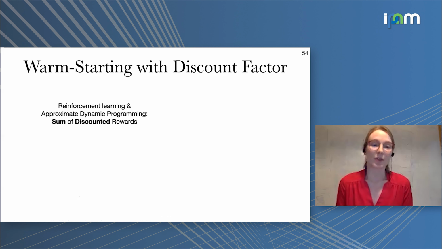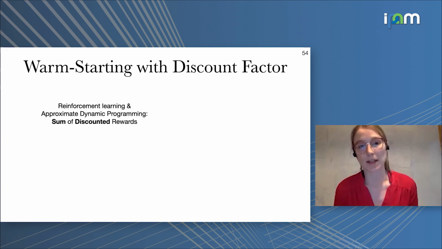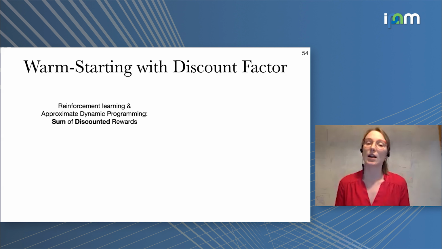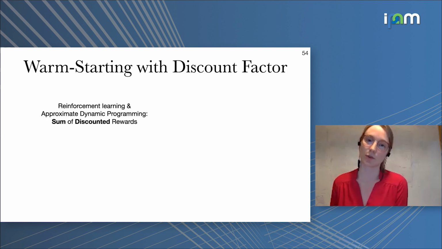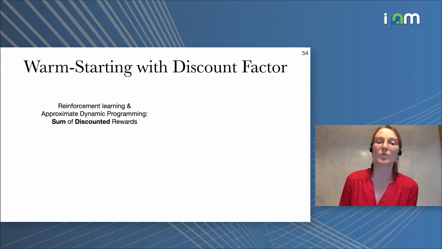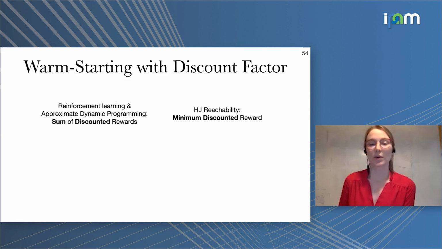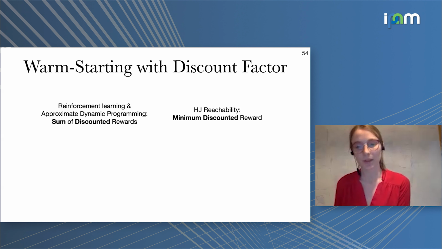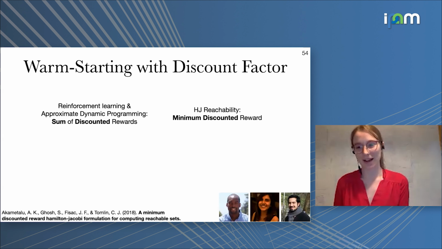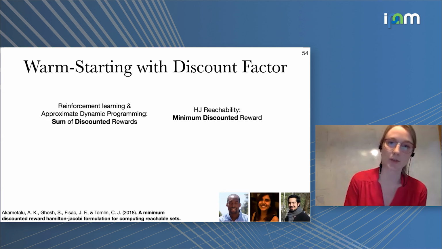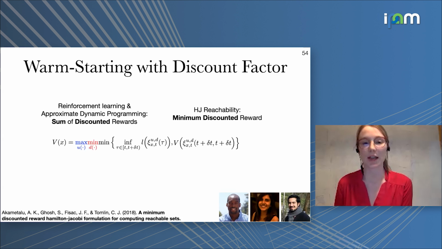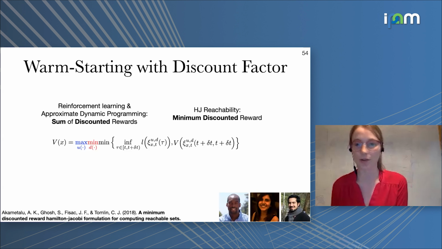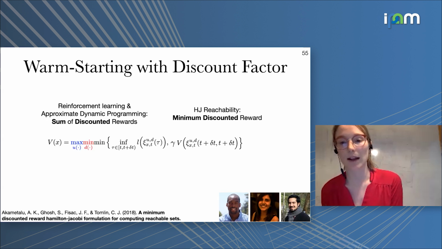So, this is used a lot in reinforcement learning and approximate dynamic programming, where you introduce a discount factor to enforce contraction. This is typically used for doing a sum of discounted rewards. The tricky thing here is that in reachability, we have a minimum of reward. So we want to do a minimum discounted reward. There's a great paper by Kene in our lab and some others in which they took the work from reinforcement learning and adapted it to this minimum discounted reward problem, where we take the standard dynamic programming that we're trying to do in reachability, and we add in this discount factor.